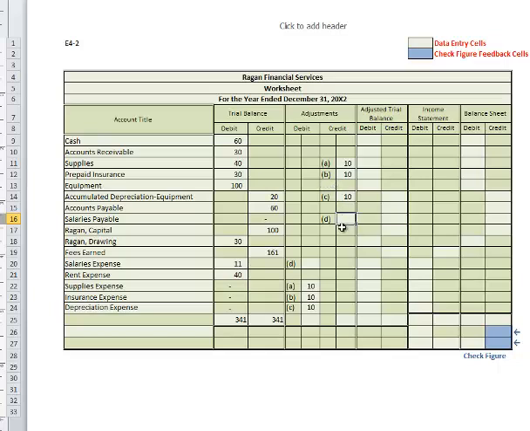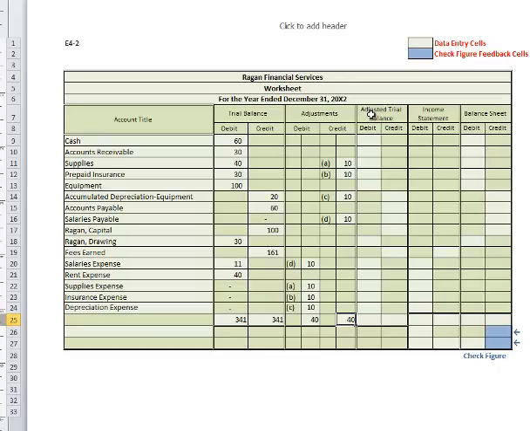In D, it says unpaid salaries is $10. That means we owe $10. So salaries payable will go up with a credit of $10, and salaries expense will increase with a debit of $10. So now that we have our adjustments, we want to total each adjustment to make sure that debits equal credits before we go on to the next column.